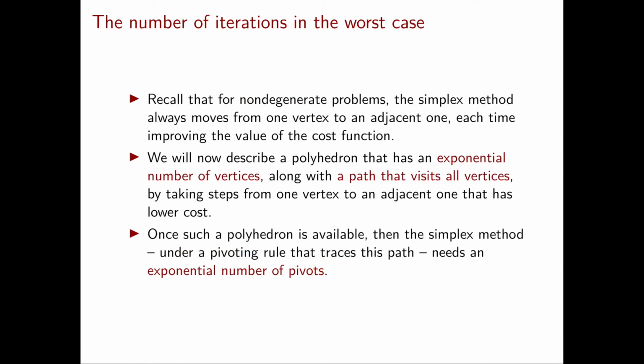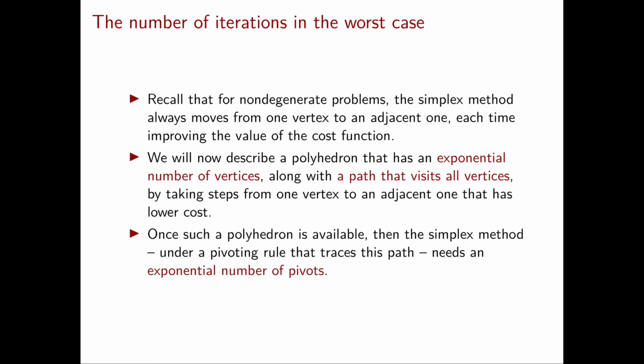Our simplex method always moves from one vertex to an adjacent one, and at every step it improves the value of the cost function. Therefore, to construct this family of problems that require an exponential number of pivots, I need to give you a polyhedron that has an exponential number of vertices, together with a path along the edges of the polyhedron that visits an exponential number of vertices.